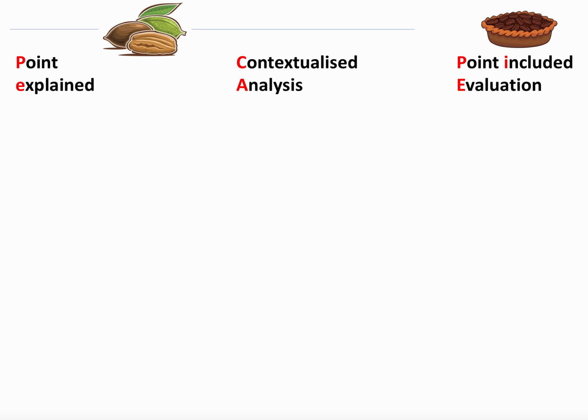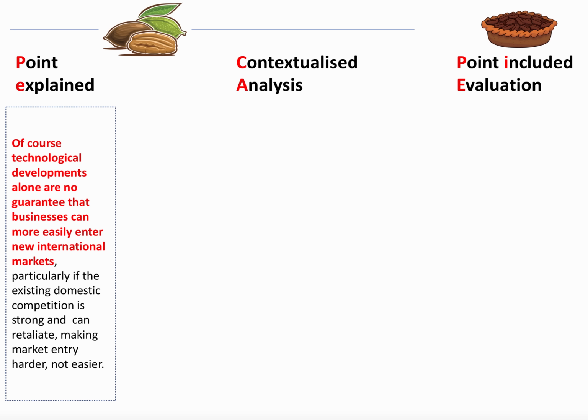So let's have a look at how we might write this. And again, we'll just read through it just so you can see the PeCAn PiE point in all of its glory. Firstly, of course, we always use the words of the question. I've twisted it very slightly here just to make it a little bit more interesting to read. Of course, technological developments alone are no guarantee that businesses can more easily enter new international markets. So it's not saying technological developments have made it harder, it's just saying there's no guarantee it will be easier.